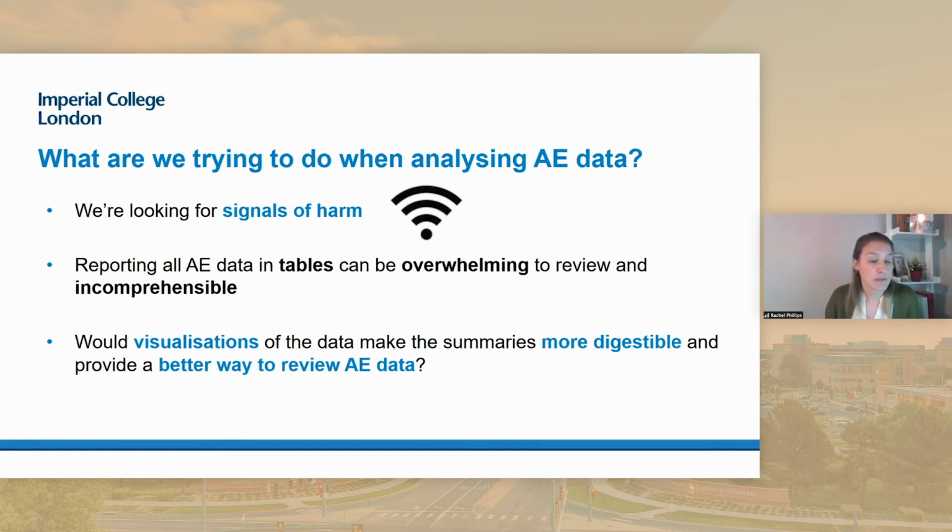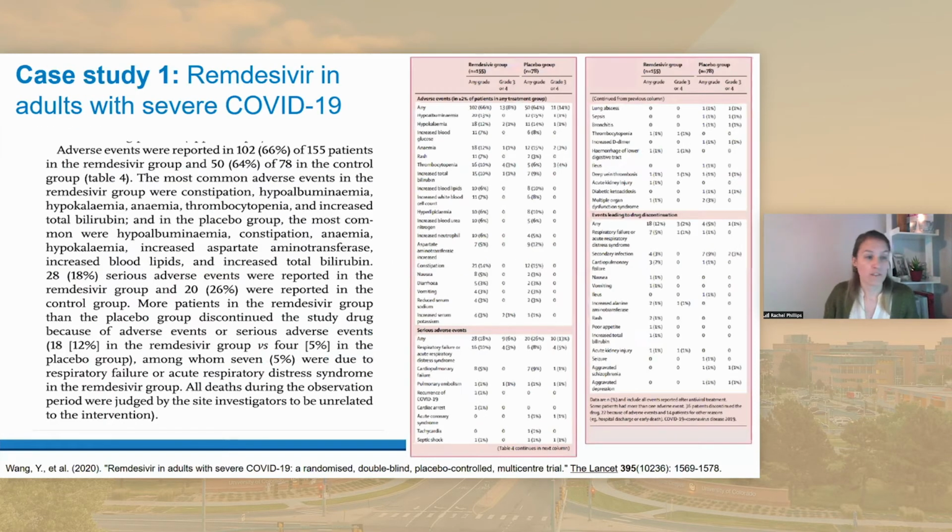So I'm going to take us through some case studies in the next couple of slides, and I'm going to focus on the most common situation we find ourselves in when analysing adverse event data, and that's the analysis of multiple binary outcomes. But these plots can be adapted in some circumstances to the different types of outcomes that we get. So first of all, here's the first case study. In 2020, Wang and colleagues undertook a randomized, multi-center, placebo-controlled trial of remdesivir in adults admitted to hospital with severe COVID-19.